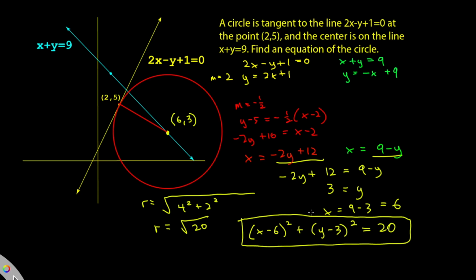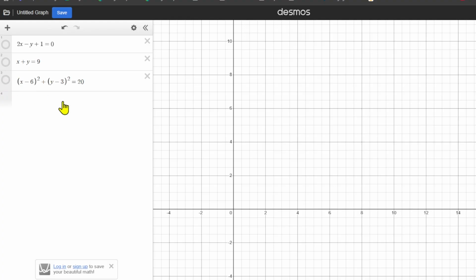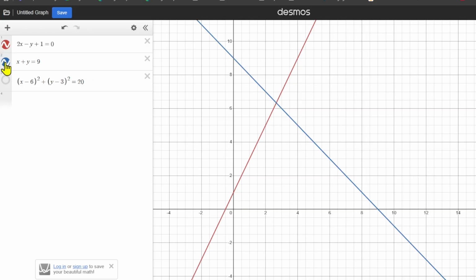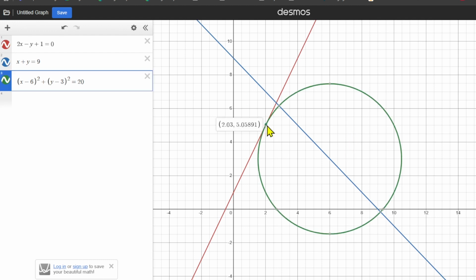Okay, and now we will switch over to Desmos and check it, because just looking at it, there's no way you're going to know if this is right or not. And now here we are in Desmos. We've got our two lines and we've got our circle. So here's the first line. Here is the line the circle is tangent to. Here is the line that the center of the circle is on. And here's the circle.